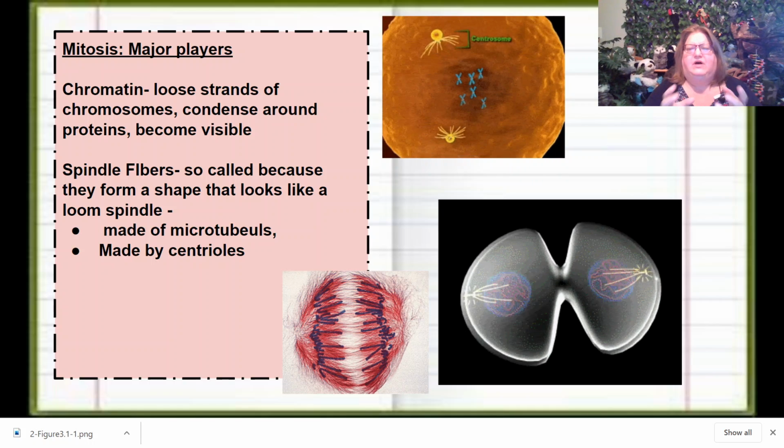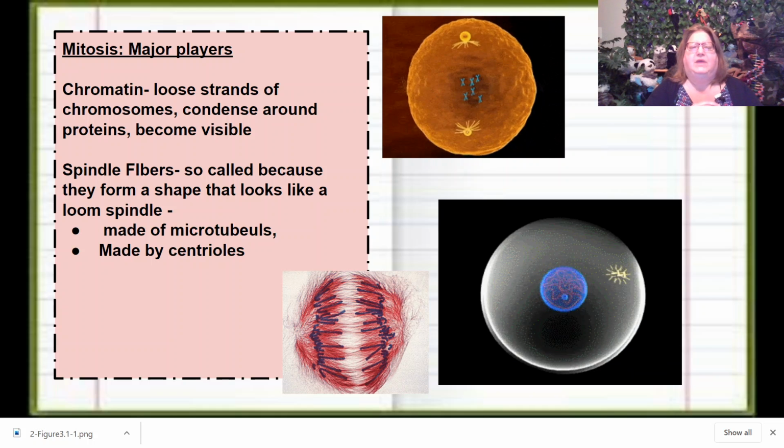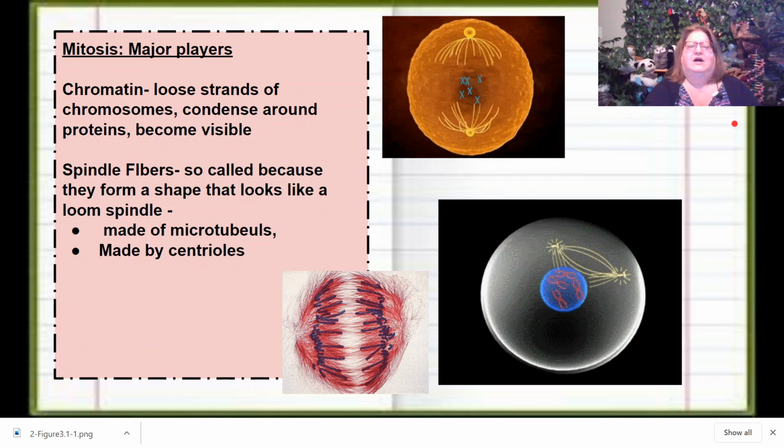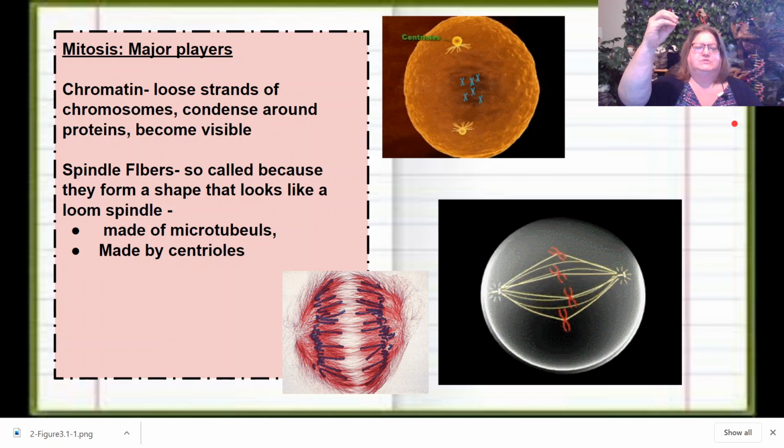The spindle fibers are long proteins that are made of microtubules. That's a horrible typo. Fix that. Made of microtubule proteins, long filamentous proteins.